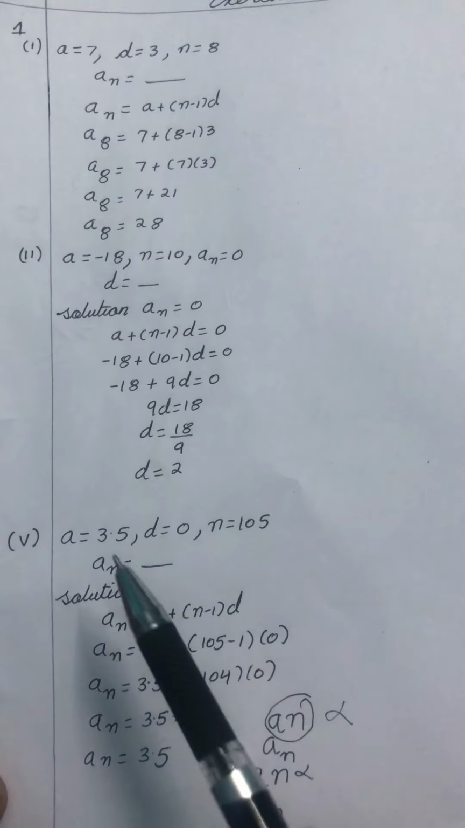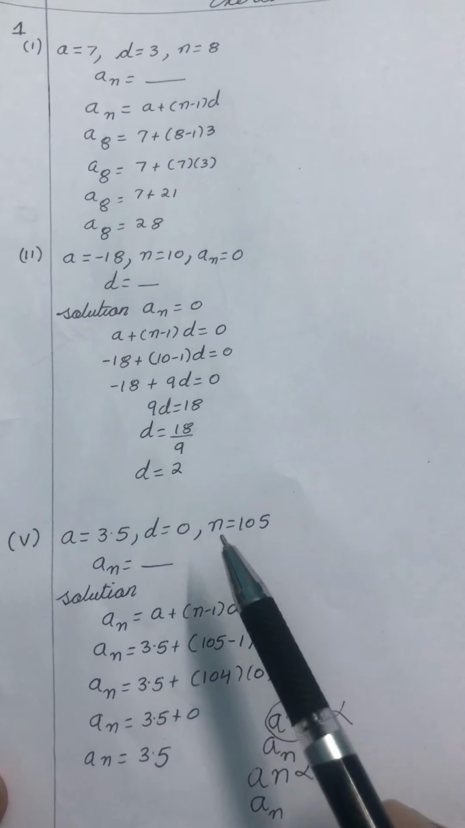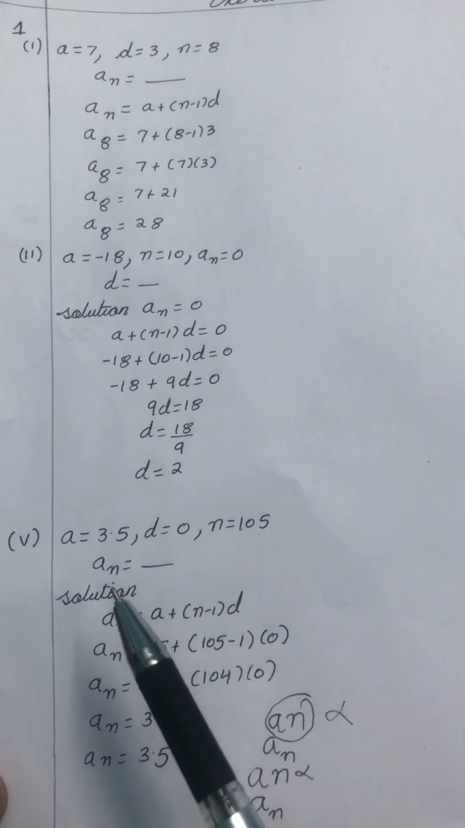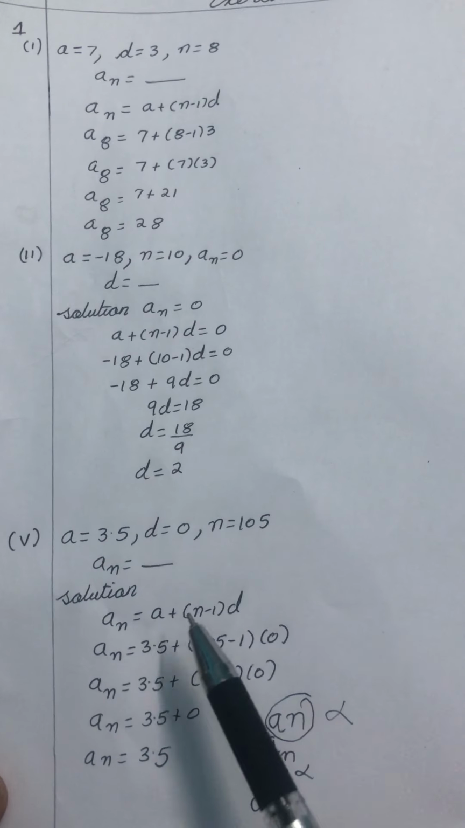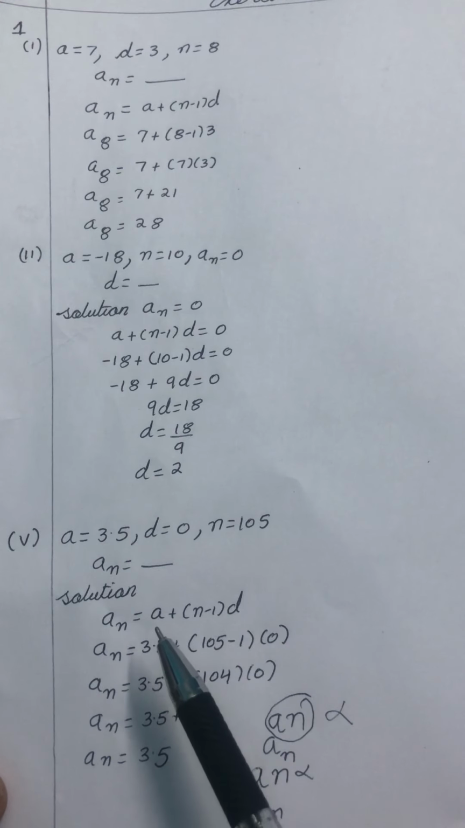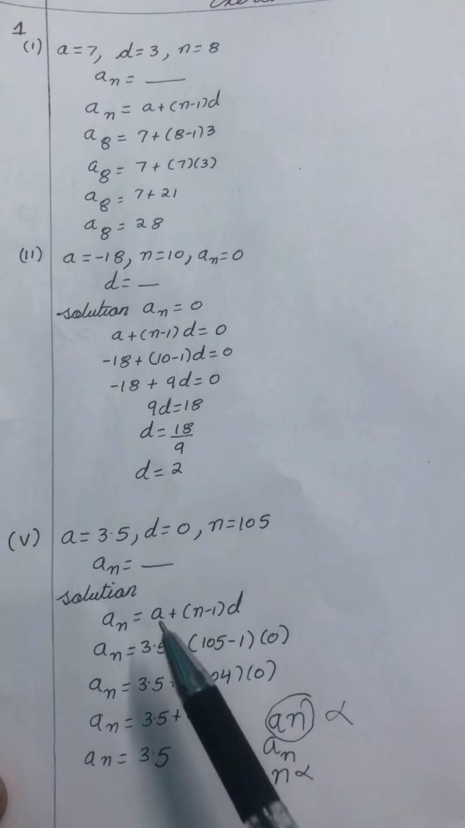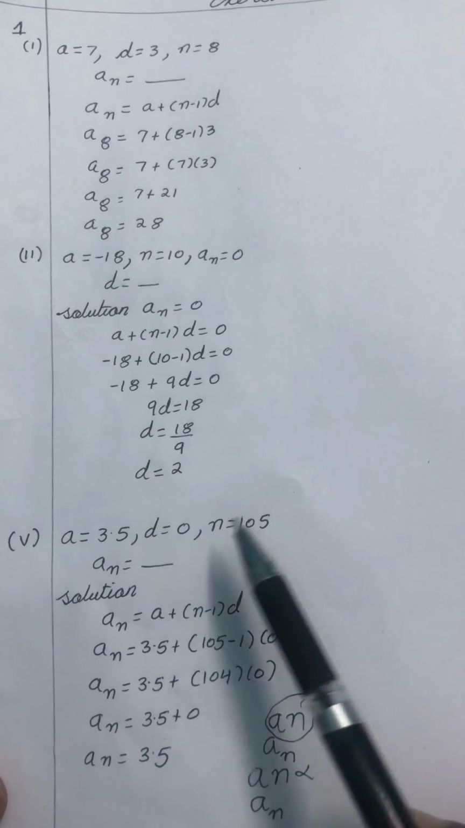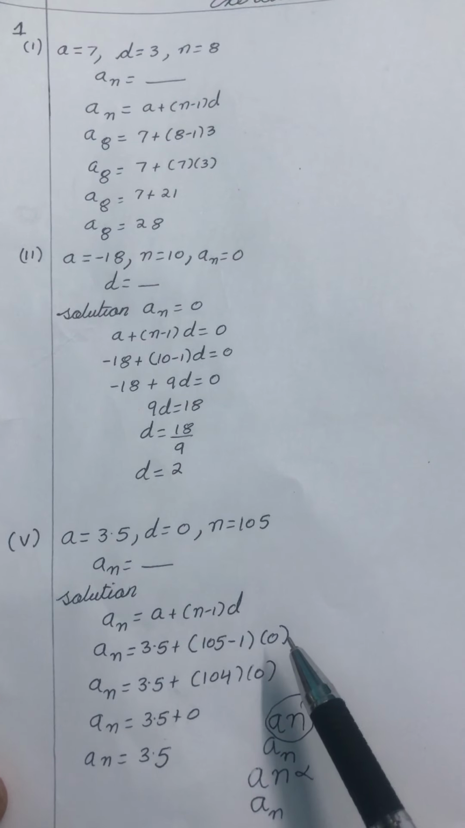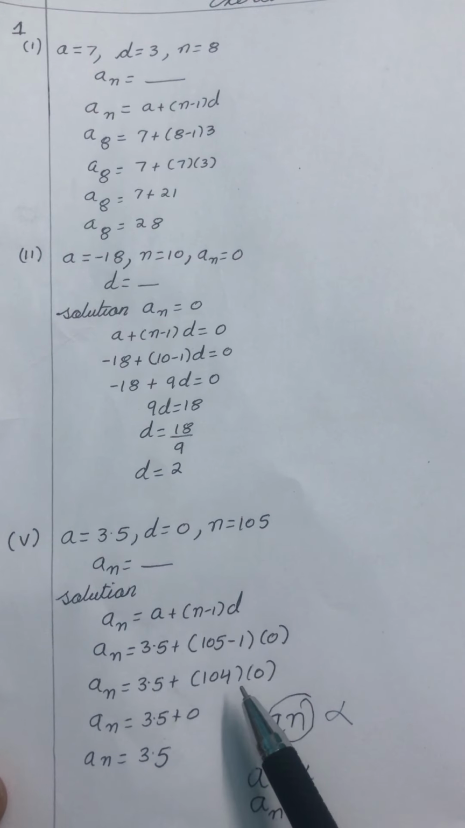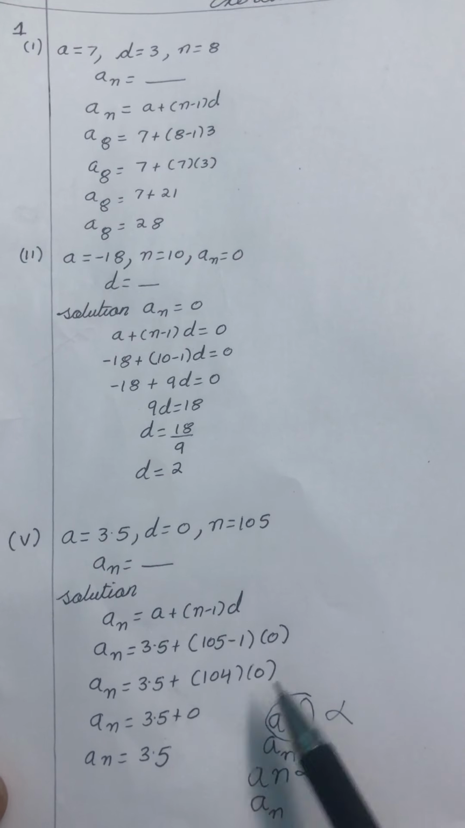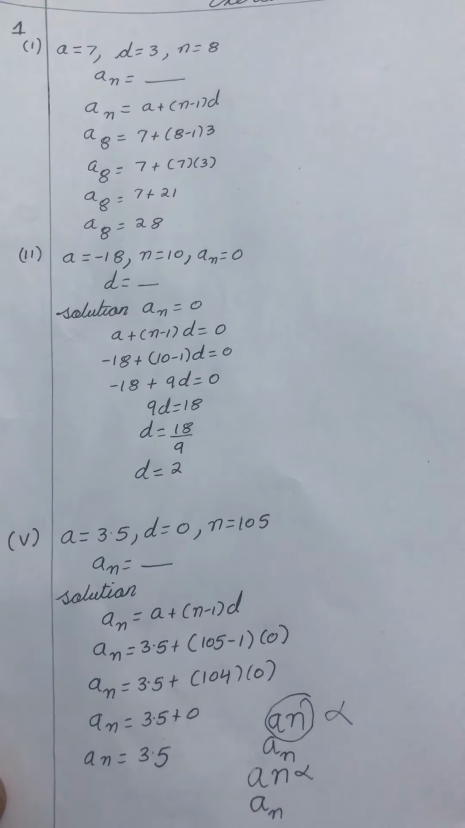Note down the sums. Now the fifth part. In the fifth part, a is given 3.5, d is given 0, n is given 105. We have to find an equals a plus (n minus 1)d. Substitute the values of a, n and d: a is 3.5, n is 105, d is 0. First solve the bracket, so 104. 104 times 0 is 0. So the nth term has come 3.5.